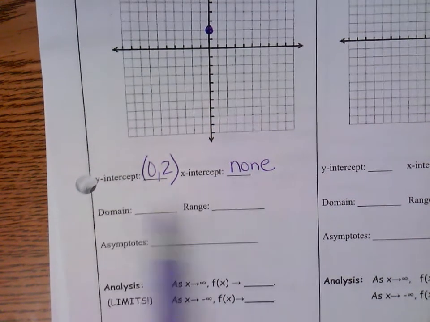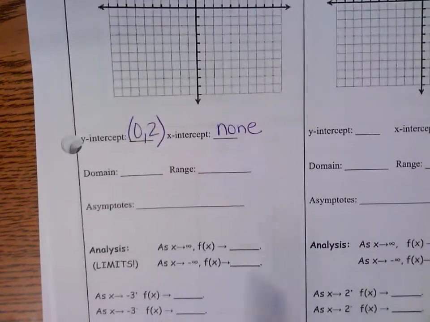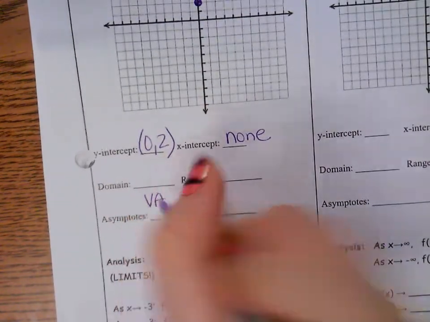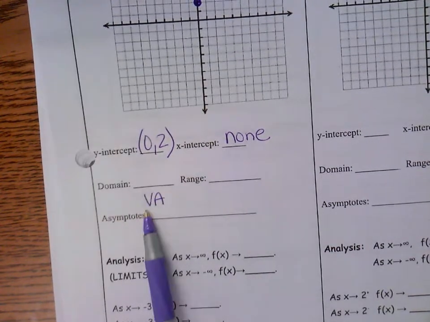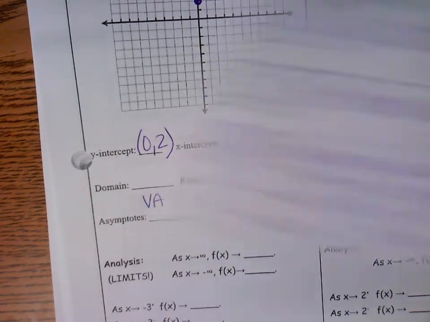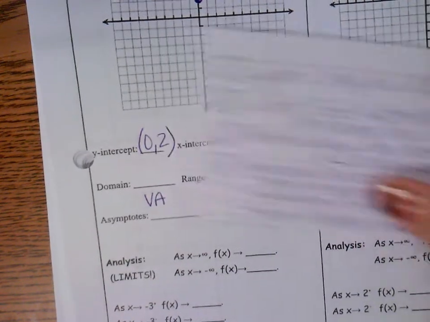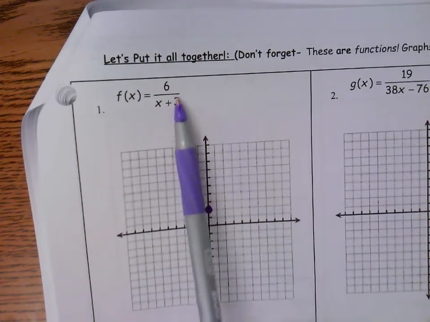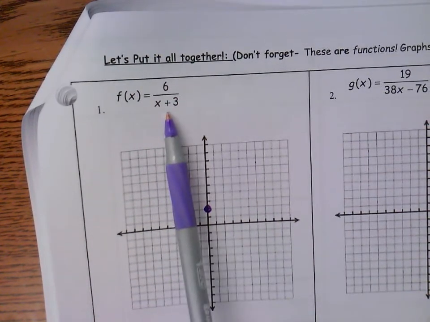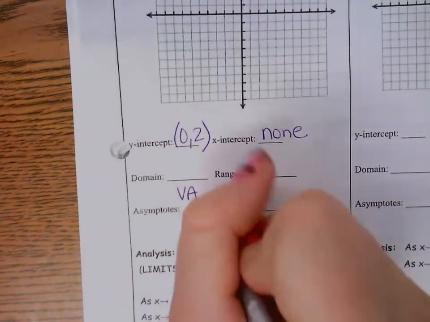I skip domain and range until the end of the problem. That way I can look at what the graph is doing and do it graphically. So my asymptotes, I always do my vertical asymptote first. So I go in order, step 1, 2, 3, and then 4 is horizontal. So my vertical asymptote, I'm going to set the denominator equal to 0. So I go back up to my function. If x plus 3 becomes 0, what does x have to be? -3. So my first asymptote is at x equals -3.